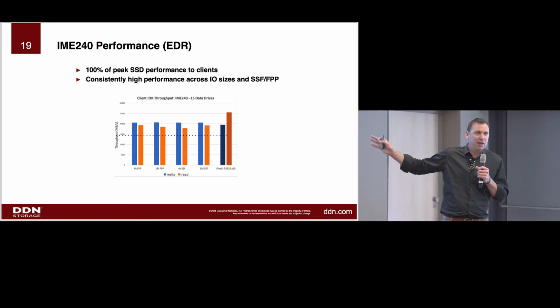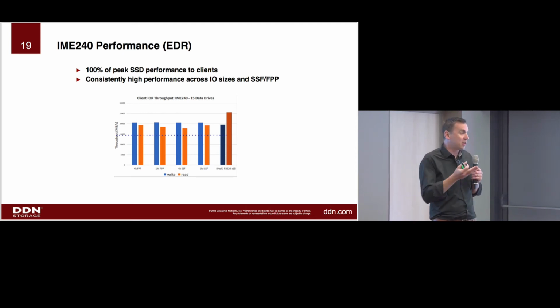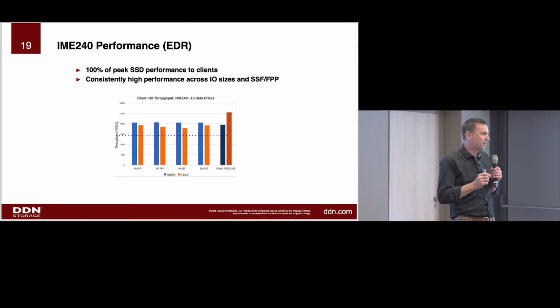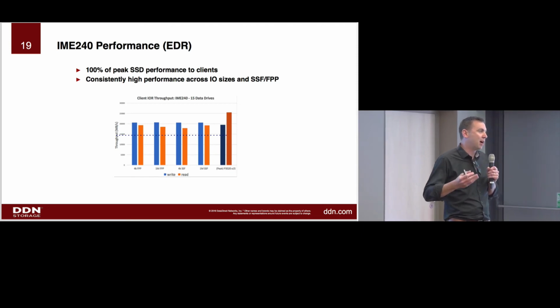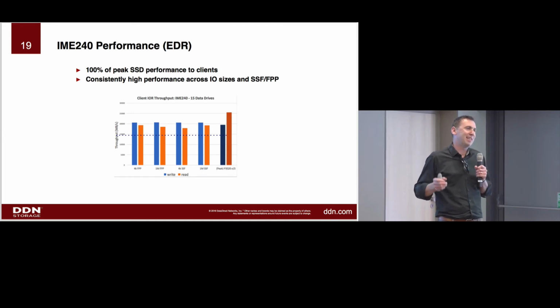The point of this graph is to show you, on the far right, what happens if we just look at the specs of the drives. These are P3520 drives from Intel. If we look at the specifications and multiply it by the number of drives in this system, we get these numbers on the right-hand side for writes and reads.